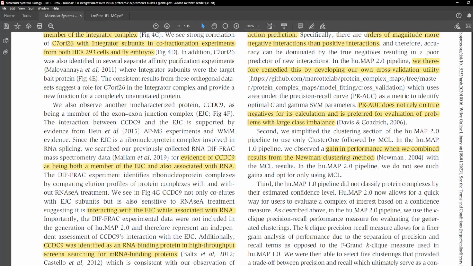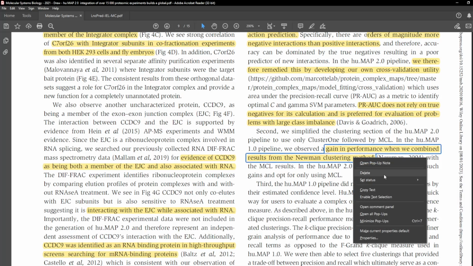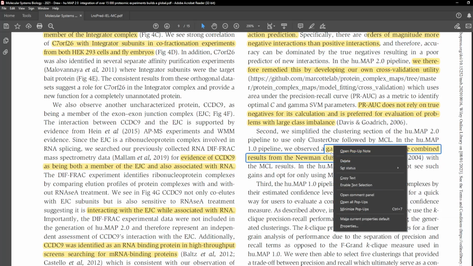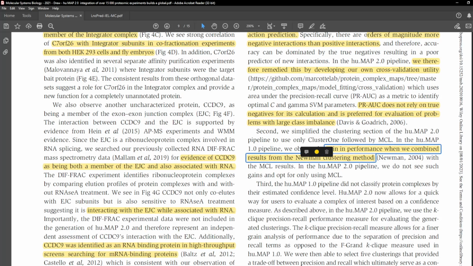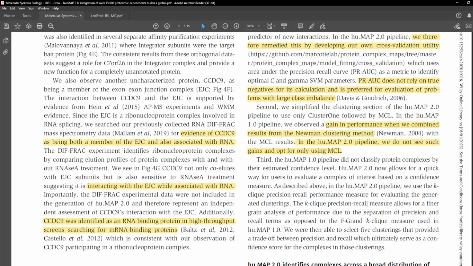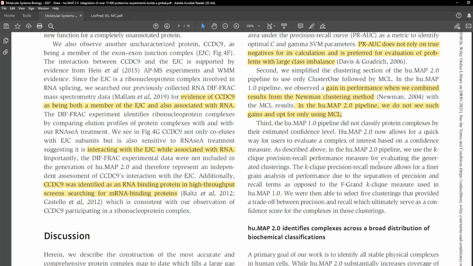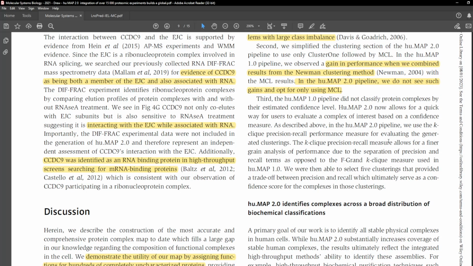Third, the Hu.MAP 1.0 pipeline did not classify protein complexes by their estimated confidence level. Hu.MAP 2.0 now allows for a quick way for users to evaluate a complex of interest based on a confidence measure. As described above, in the Hu.MAP 2.0 pipeline, we use the K-clique precision recall performance measure for evaluating the generated clusterings. The K-clique precision recall measure allows for a finer grain analysis of performance due to the separation of precision and recall terms as opposed to the F-grand K-clique measure used in Hu.MAP 1.0. We were then able to select 5 clusterings that provided a trade-off between precision and recall, which ultimately serve as a confidence score for the complexes in those clusterings.